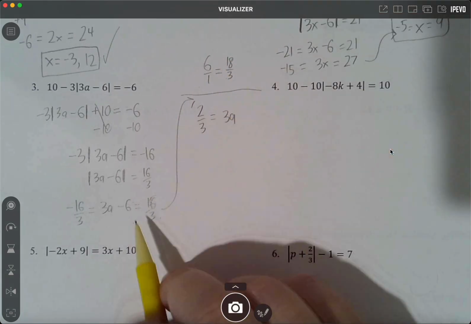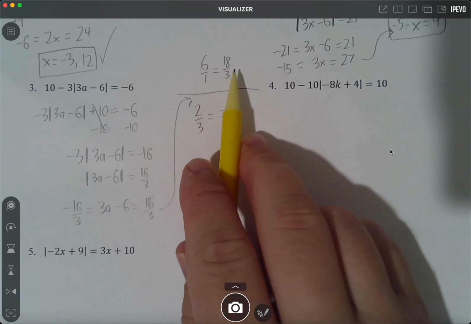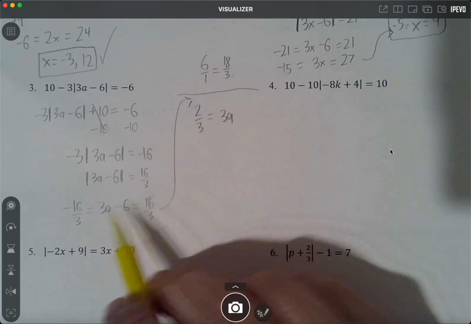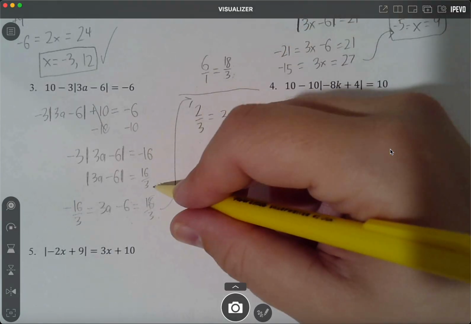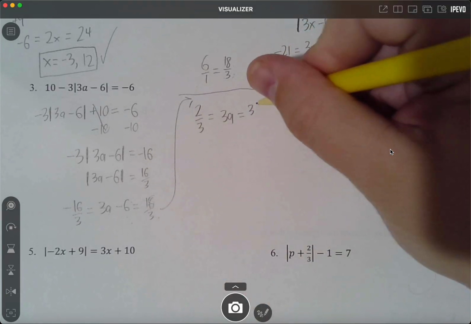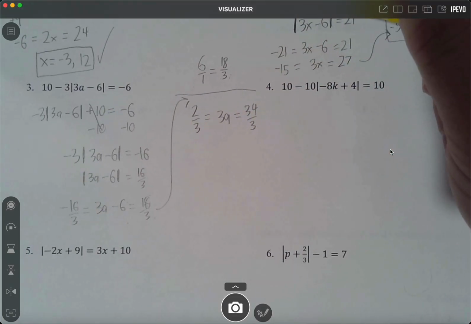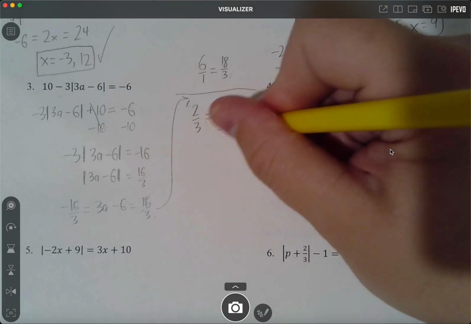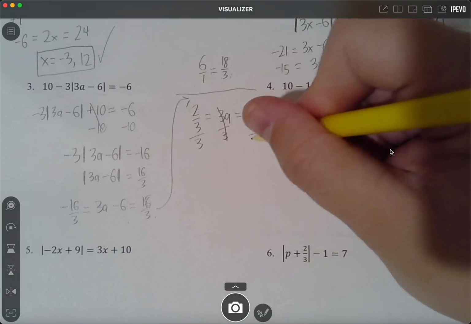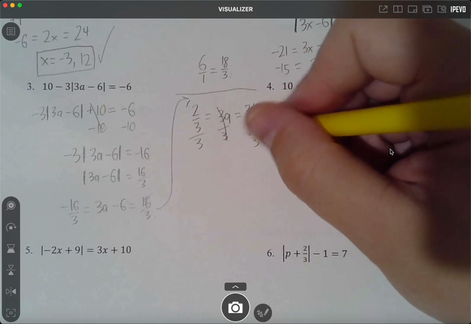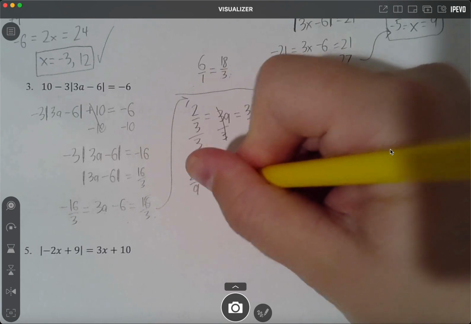There's my 3a. Again, this is me adding 6 to both sides. I'm adding 18 over 3, right? Common denominator, which is 2/3 on the left. I have my 3a in the middle now. I'm adding my 18 thirds to 16 thirds, which, oh gosh, is 34 thirds. And we're almost done there. At that point, the last thing to do is to divide by 3. Now, when you divide by 3, or when you divide something that was already a fraction, this 3 is going to the denominator that was already there, and I get 2/9.